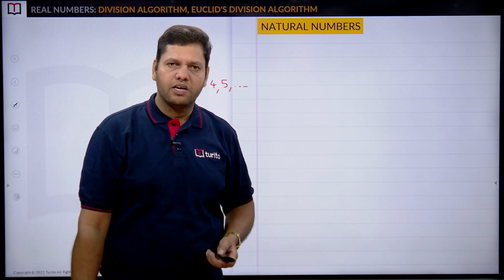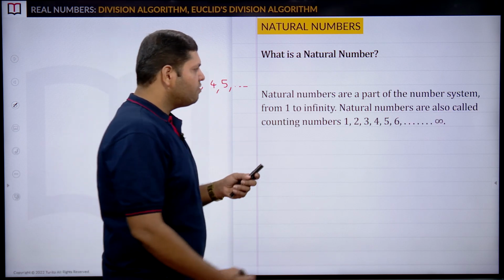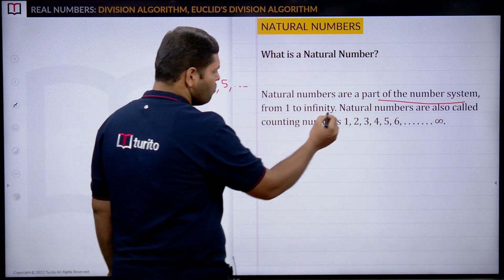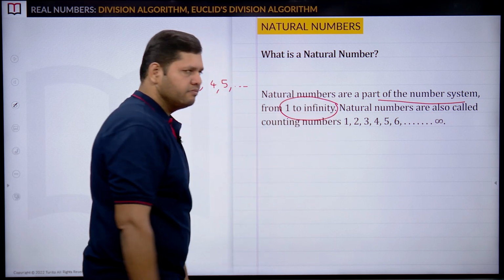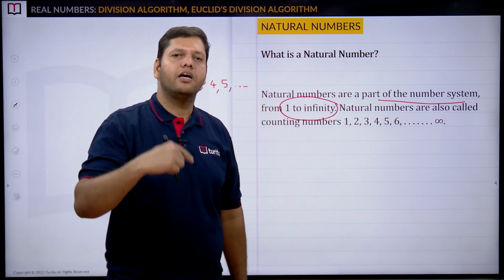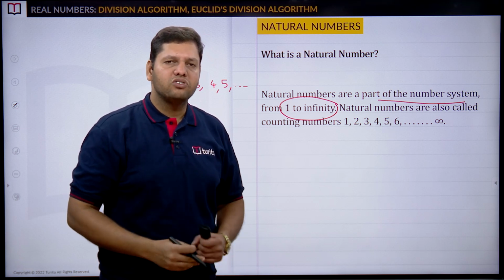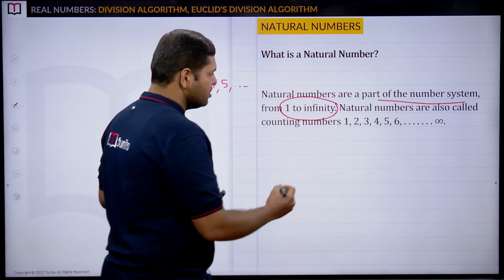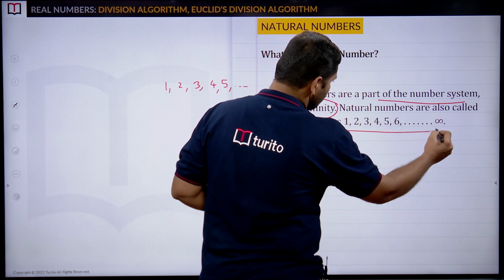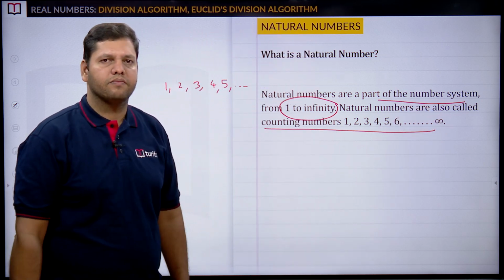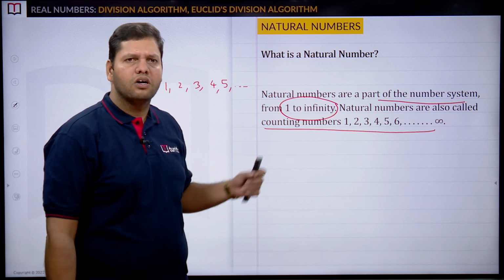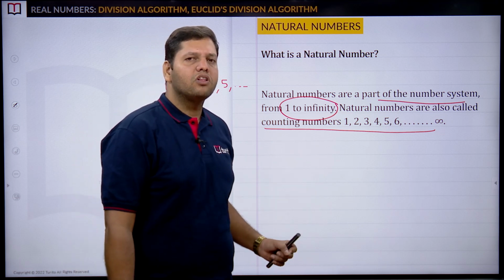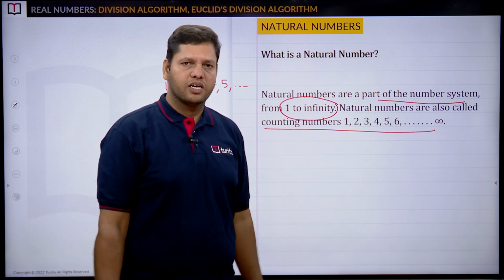Children, let us have the definition of natural numbers. The natural numbers are a part of the number system, and they start from 1 to infinity. Children, here infinity means countless, there is no ending. Otherwise we can say the counting numbers are also called natural numbers: counting numbers like 1, 2, 3, 4 and so on to infinity. So these numbers we call natural numbers. Clear children?